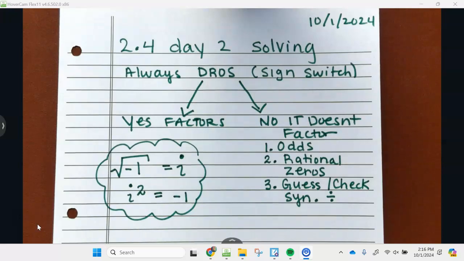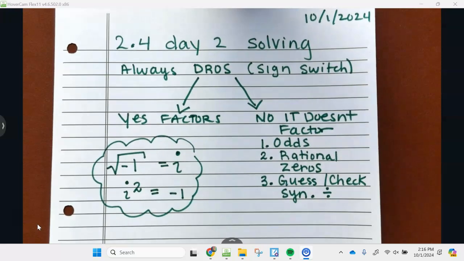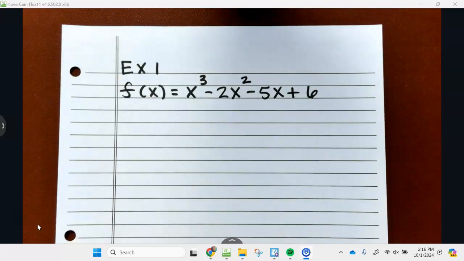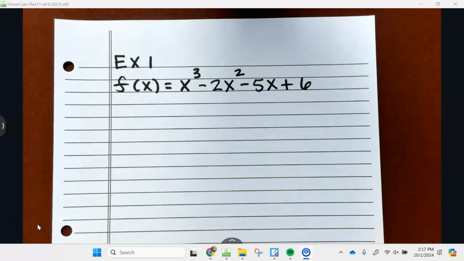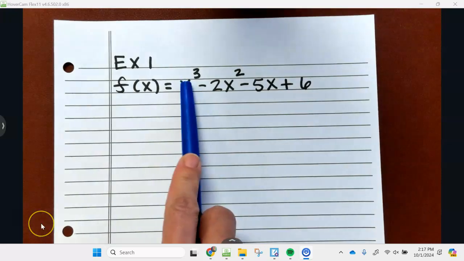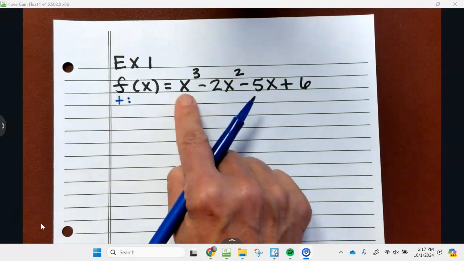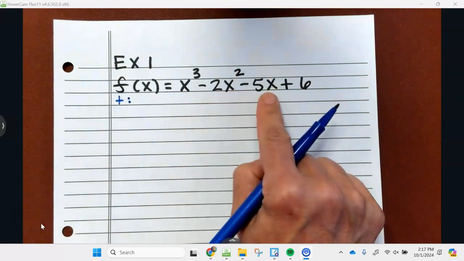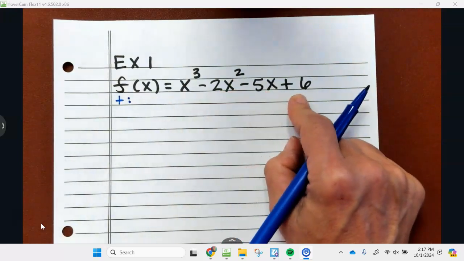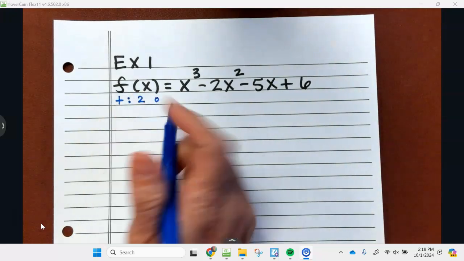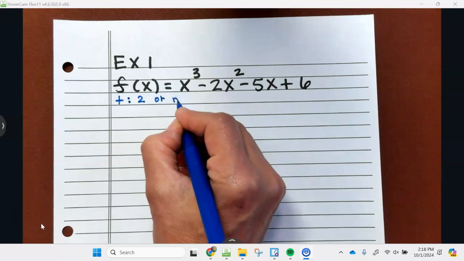Okay, let's get started with example 1. Please write this down. The degree is 3. Let's check our possible positives. So that's a sign switch. Here's another sign switch. So we're going to have 2 positive answers or none at all.